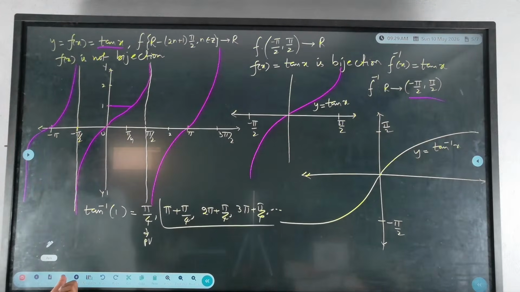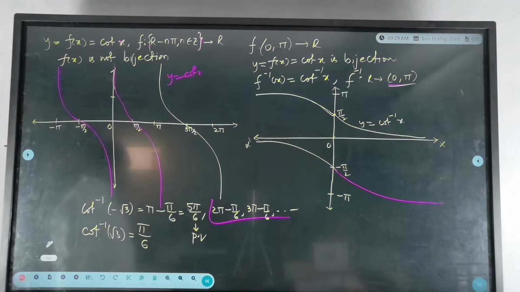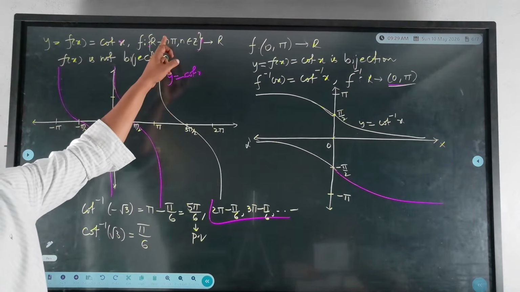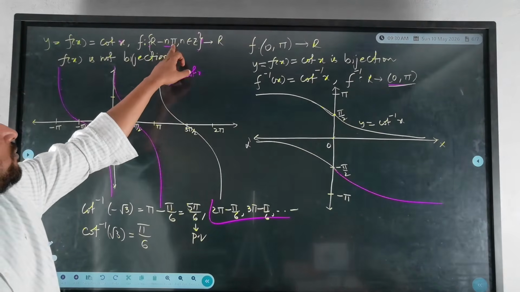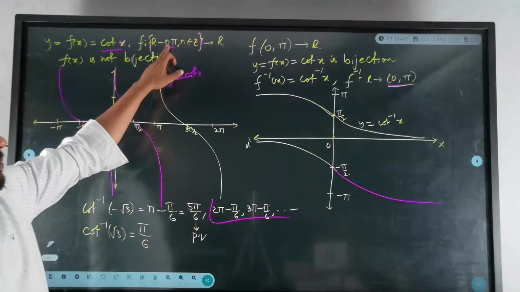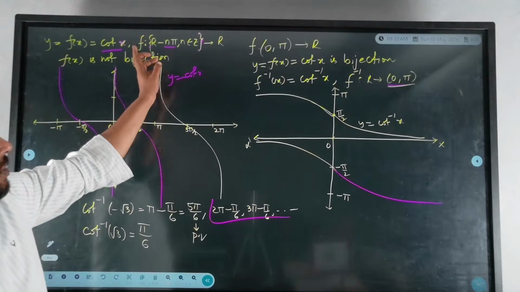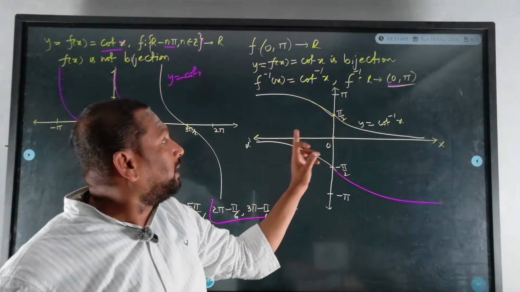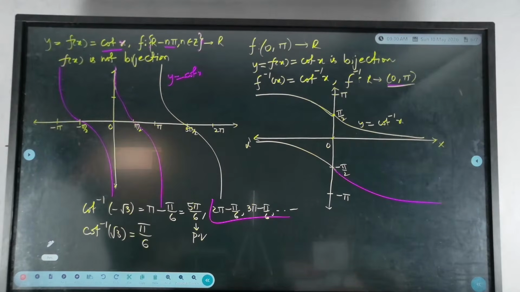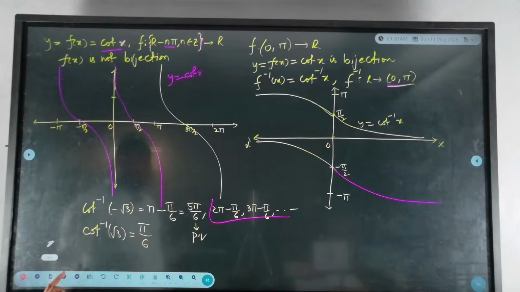Right? Next, cot inverse. Same. Cot not defined for integral multiples of pi. So that domain restricted to 0 to pi. In this 0 to pi interval, cot inverse exists and bijection.